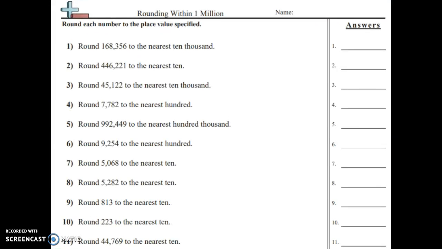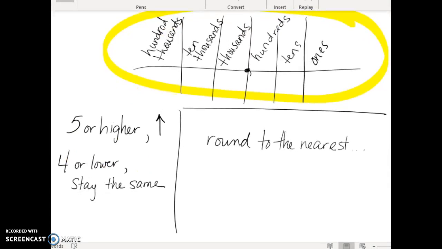Let's do number 4. Round 7,782 to the nearest 100. Let me write that down. Nearest 100. 7,782. Okay, try this one.